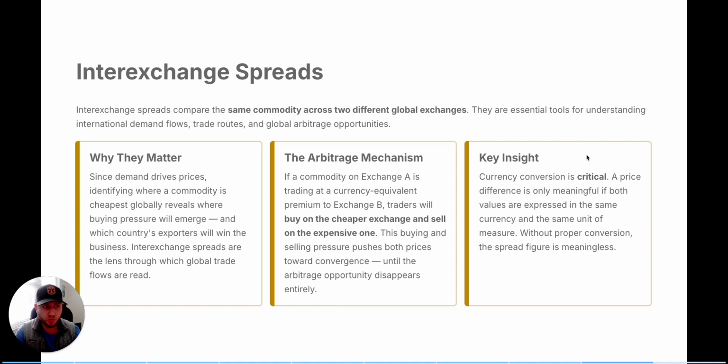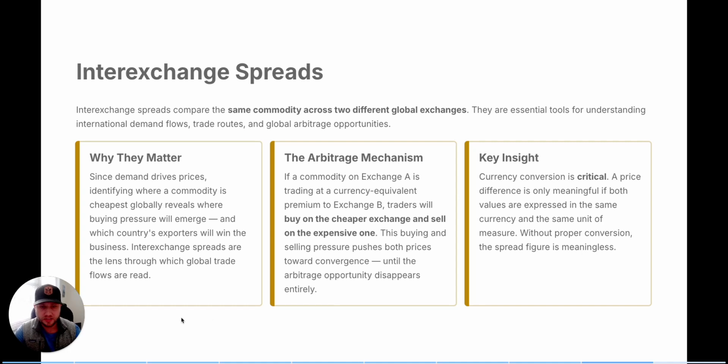What it's good for is providing signals about what's happening in international demand flows, right? And global arbitrage opportunities. We are producing commodities that are not just produced or traded in our own country, but are produced and traded around the world, so it becomes a very international competitive market. We need to be following market signals that can tell us what's happening in other places as well, and how that's going to impact the prices that we get in our country, right?